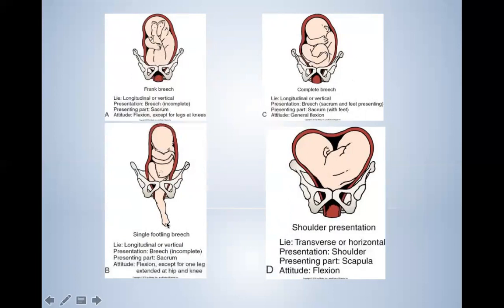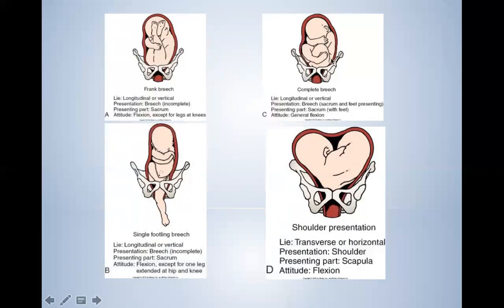For a single footling breech, this would not be attempted vaginally on purpose. Babies are born this way in ambulances or on the side of the freeway sometimes, but this would not be something that we would purposefully deliver vaginally. You can see that there's a foot hanging out there, and there's flexion except for the one leg that is extended at the hip and the knee.